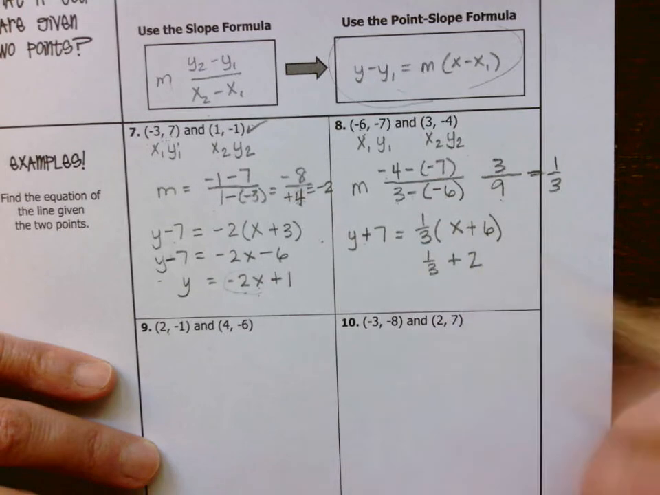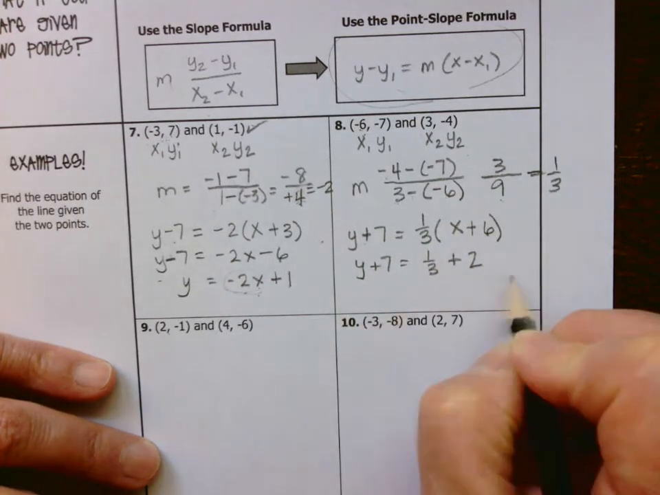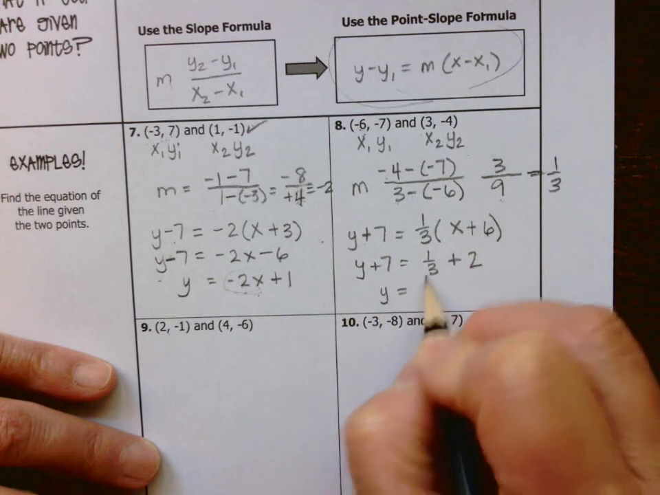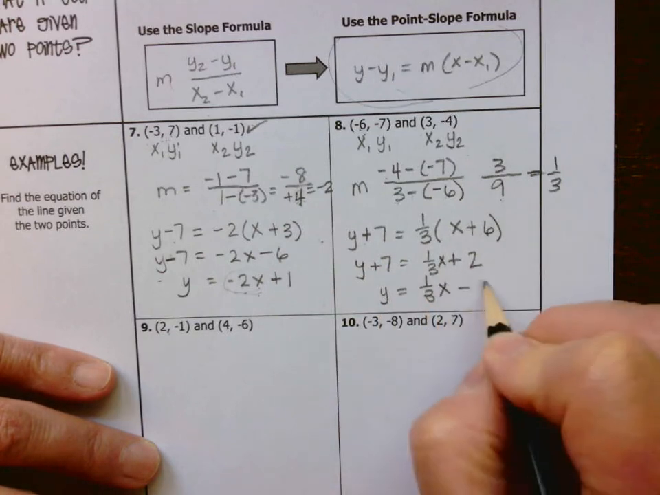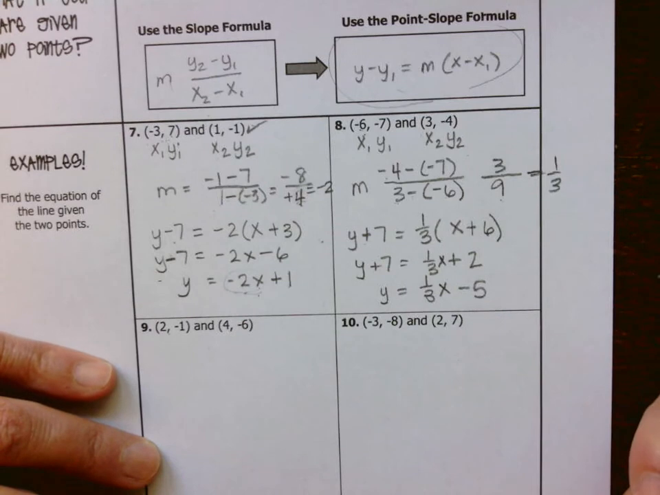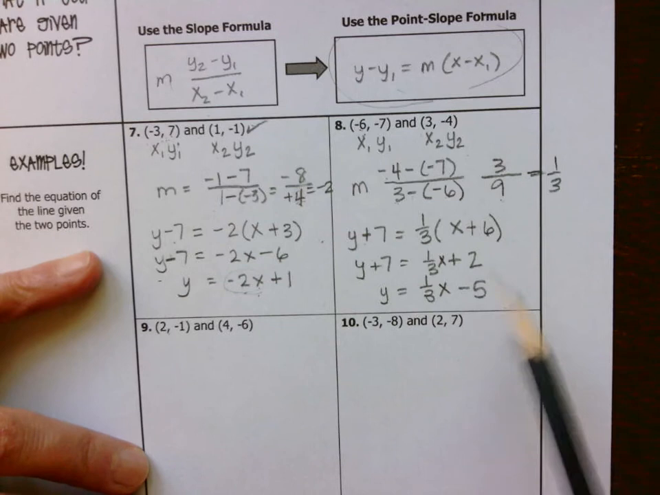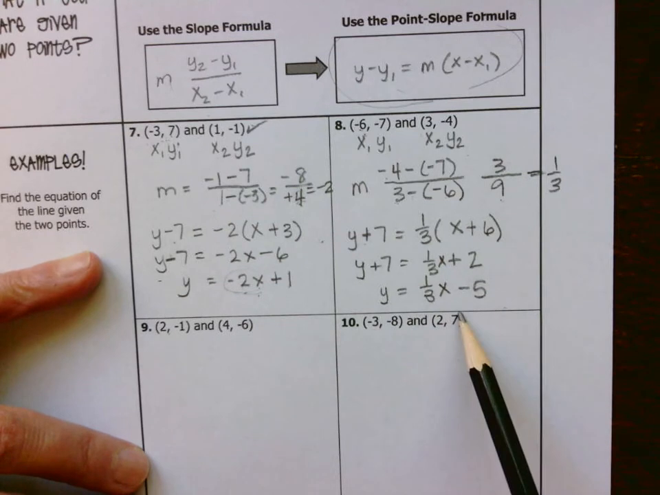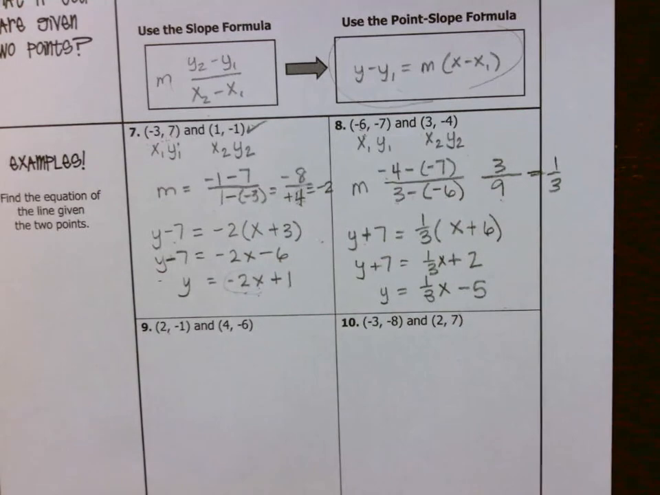I think 1/3 of 6 is 2. And I'm going to subtract 7 from both sides. Oops, I need an x there. And this should be the equation of my line. And again, I would encourage you to double check by inserting these points and making sure that they satisfy the equation here. So pause the video. Do problems 9, 10, 11, and 12. In just a moment, I'll put up the answers for you.